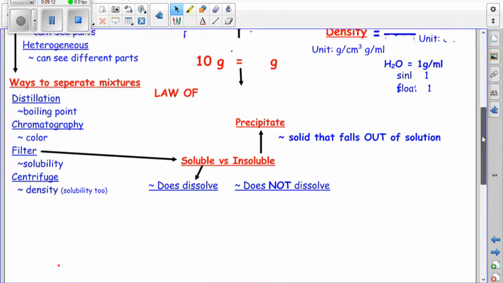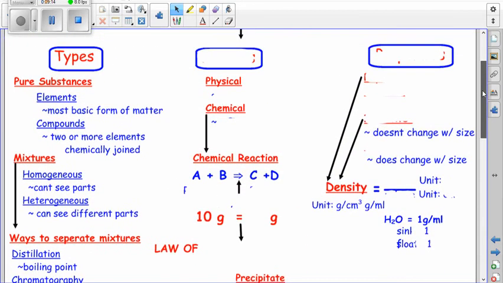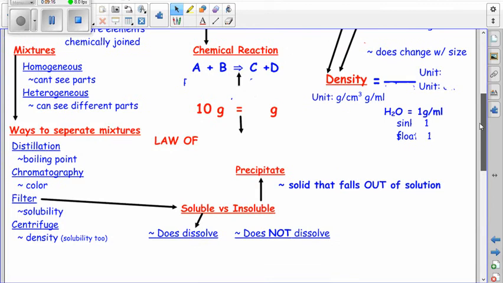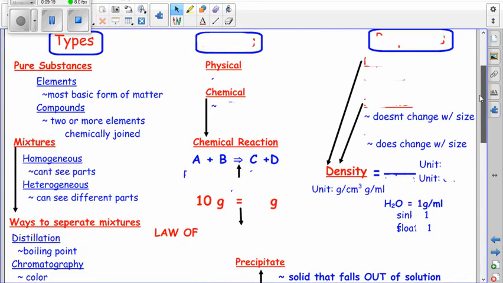Make sense? Alrighty. So we're back at the top. Everyone got all this stuff down here? Alright, we're back at the top.